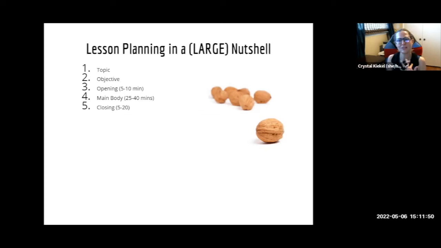So what we're going to do next is go over the five parts of a lesson plan. We're going to talk about how to write a topic, how to write those objectives. It's a good thing because a lot of people have questions on that. Lindsay's ready to go. What a good opening might look like, how you do your main body, and how you would do a closing. And you see there are some times suggested here. Pay special attention to that main body.